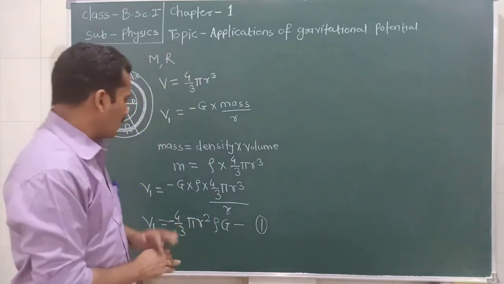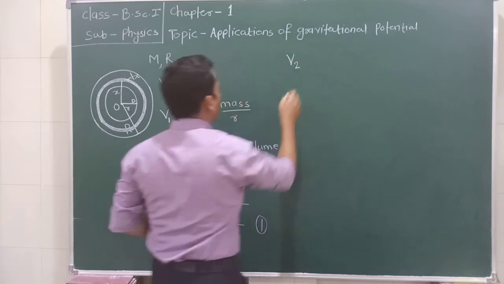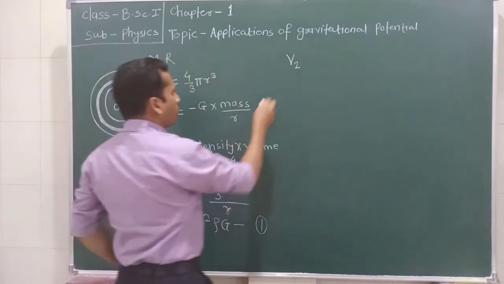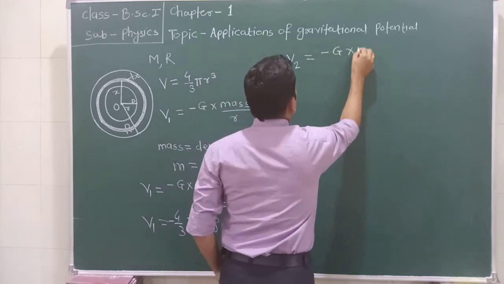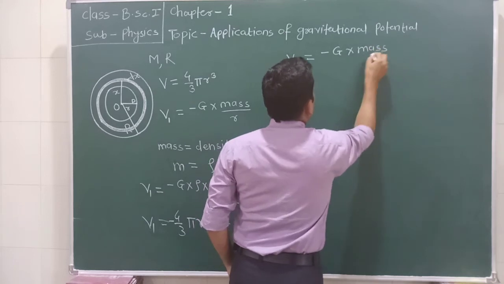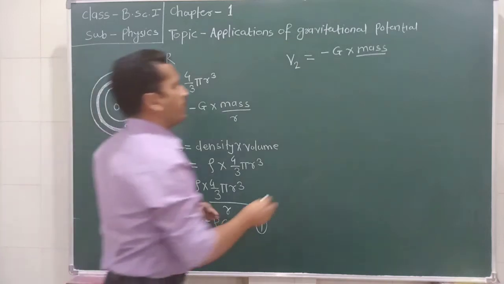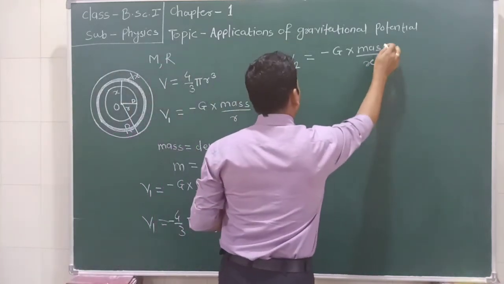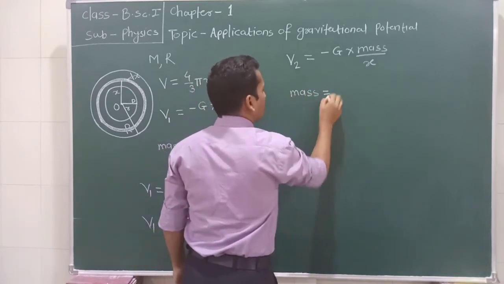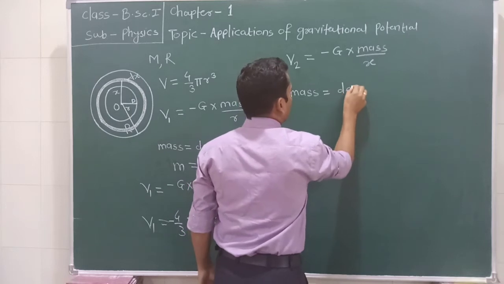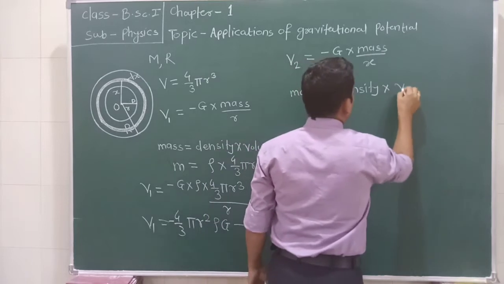So what is the gravitational potential due to the remaining part of the solid sphere? V2 is equal to again minus G into mass divided by distance. And what is the distance of this shell from the center? It is equal to x. Now again we calculate the mass. This mass is equal to density multiplied by volume.